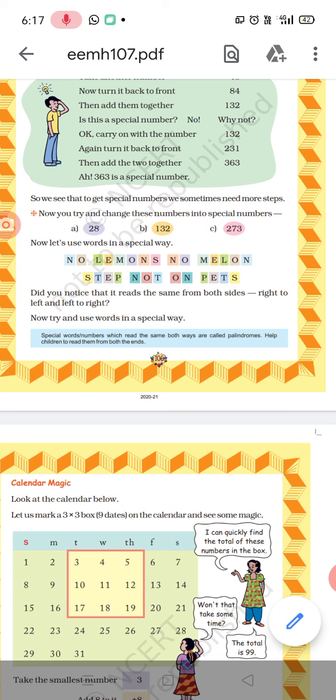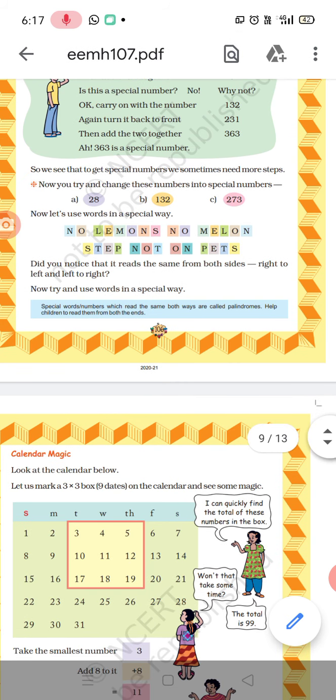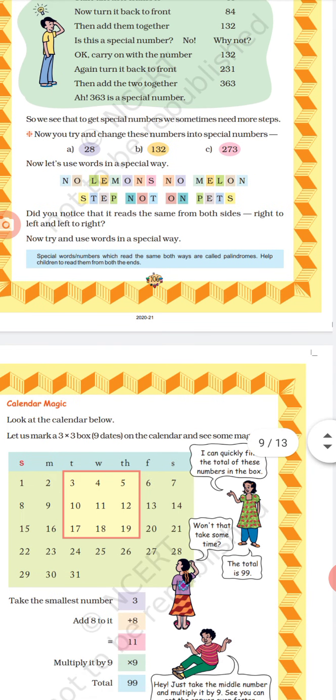Then what is he saying again? Okay, 132 is the answer we got by adding. Now उसको फॉरवर्ड से बैकवर्ड मतलब 132 था तो उसका पीछे से आगे लिखो, so what will it become? 231. Now add them together. फिर उन दोनों को प्लस किया, then we got 363. Okay, now we got the special number because it is the same forward to backward and backward to forward.